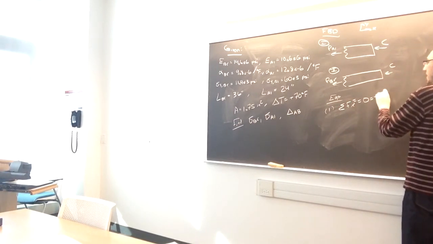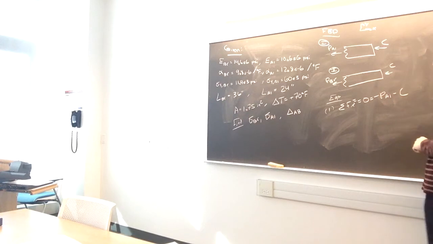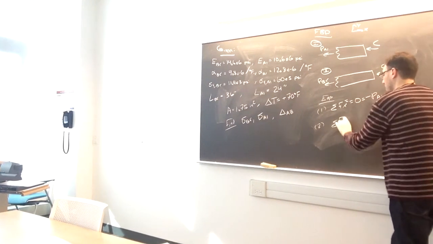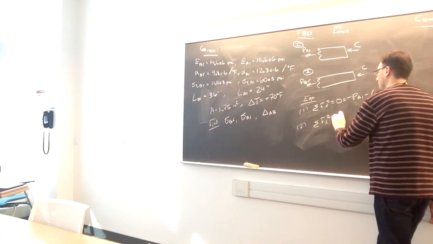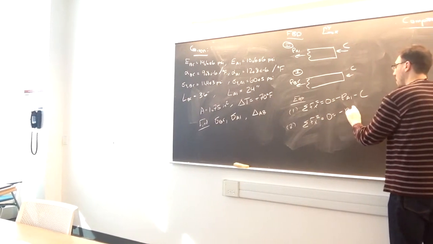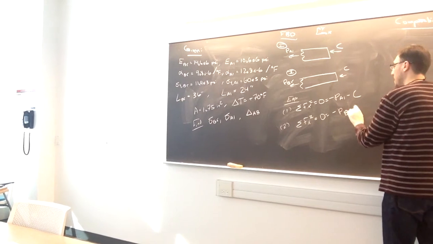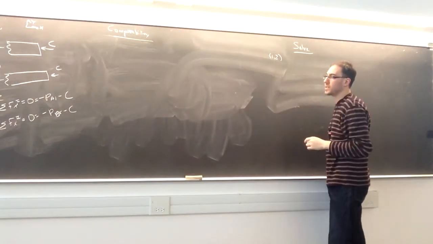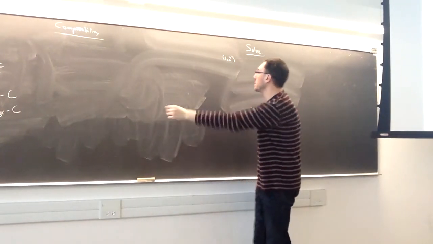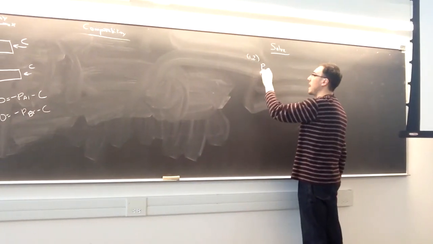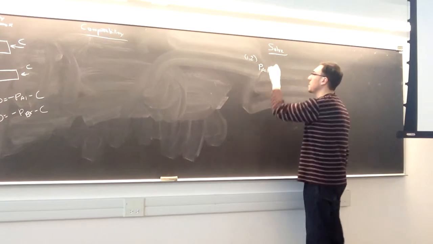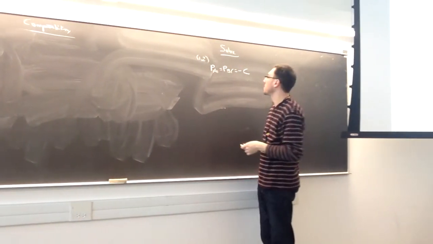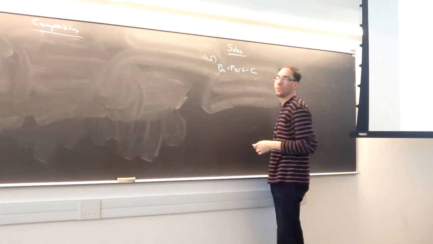I still know it's negative PAL minus C is equal to 0. And negative PBR minus C is also equal to 0. I'll use this fact later. I know that PAL will be equal to PBR will be equal to negative C. I don't know what the values are yet, but I can use this substitution later.